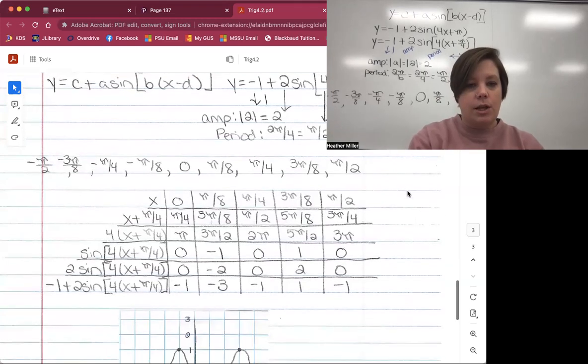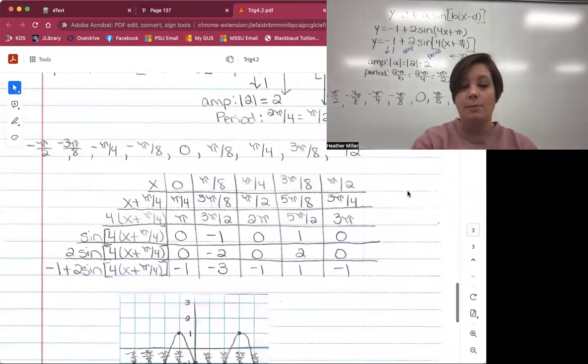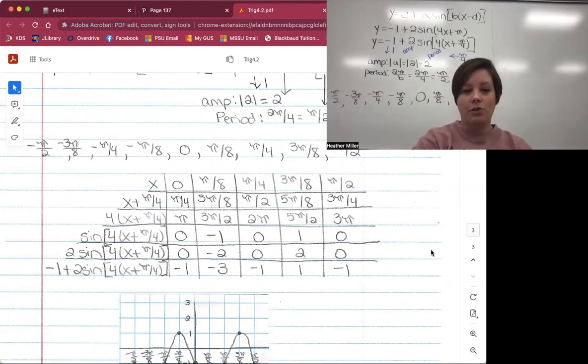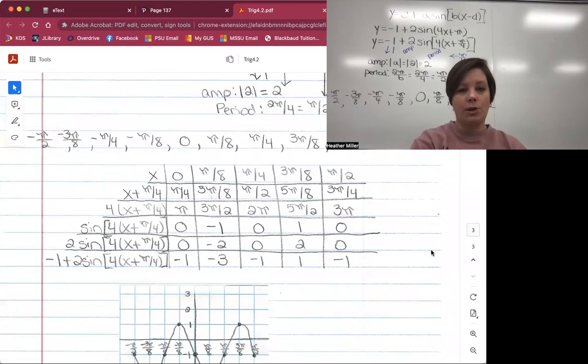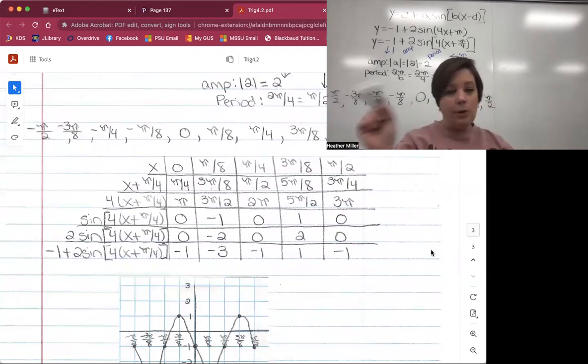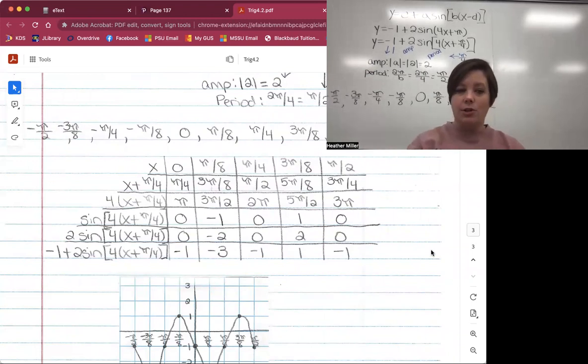So let's scroll up. There's our x's, and I'm only doing it over 1 period. So I have my pi over 8, my pi over 4, sorry, my 3 pi over 8, and then pi over 2. The next row, you're doing what's inside of your function, which is the x plus pi over 4. So I take the row above and I do whatever I need to it, which is in this case, adding the pi over 4. 0 plus pi over 4, pi over 8.